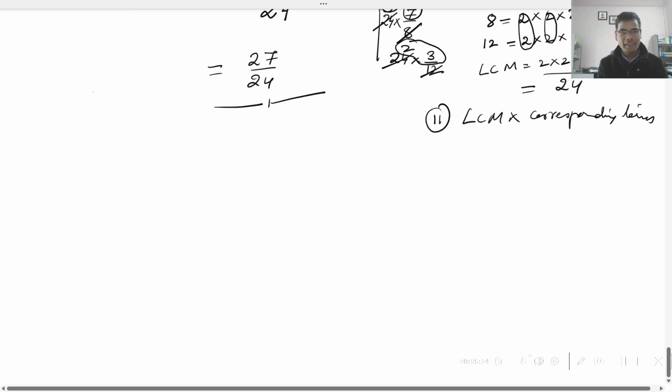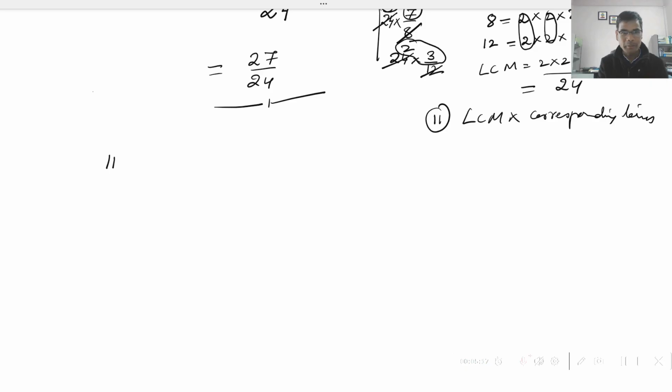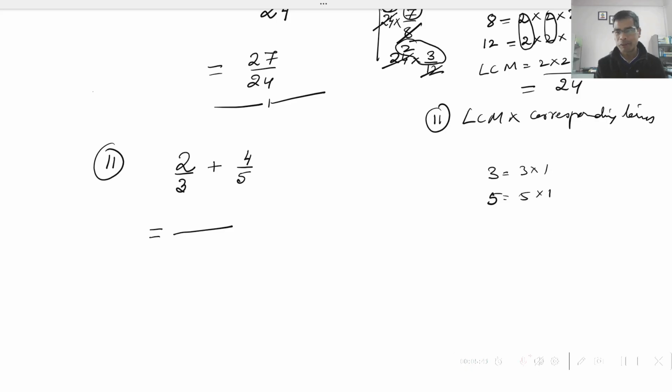Now let us look at the second example, which is a little bit different from the first one. Let us take the first rational number as 2 by 3 and the second, say, 4 by 5. The first rule is the same: we find the LCM of the denominators. But now the denominators are 3 and 5. These two denominators have no common factor except 1. So whenever the denominators have no common factor, the LCM will be their product.